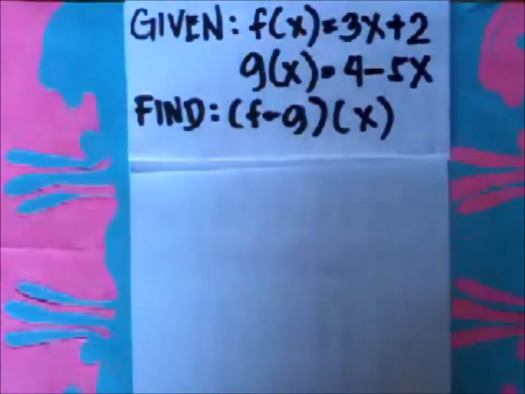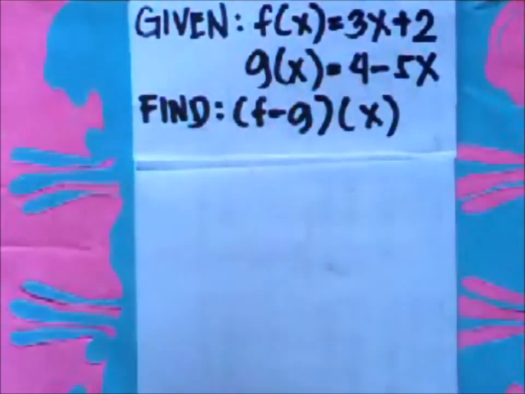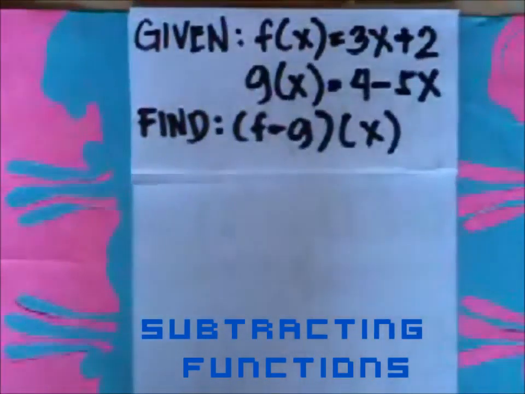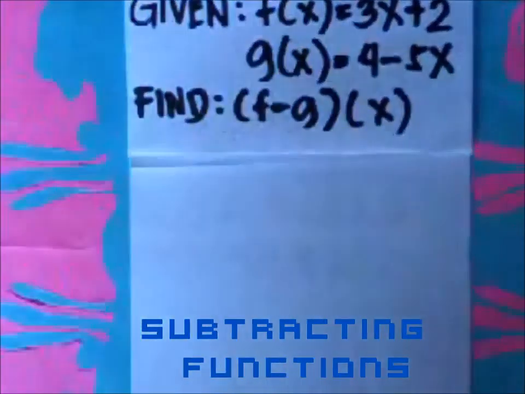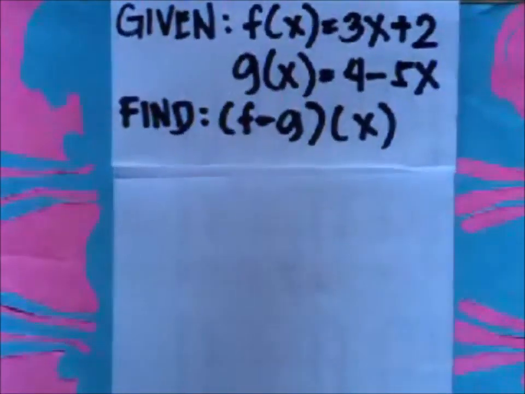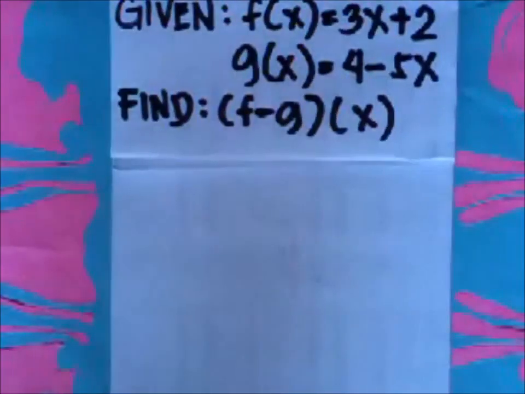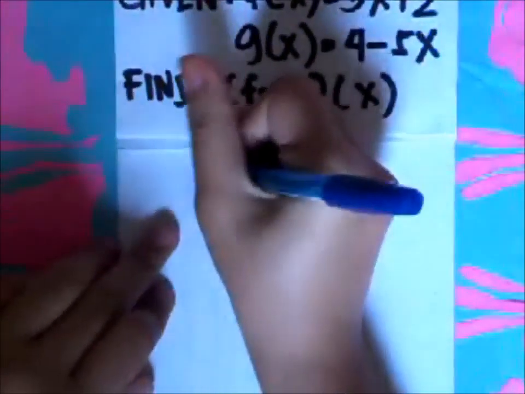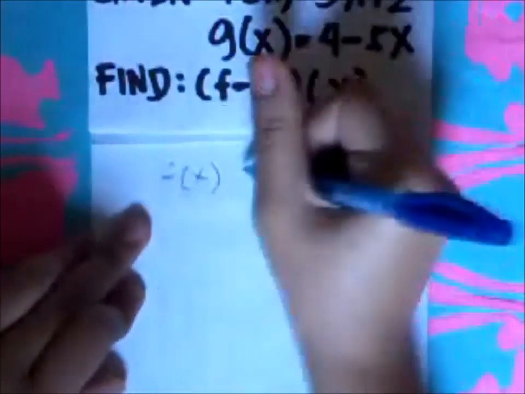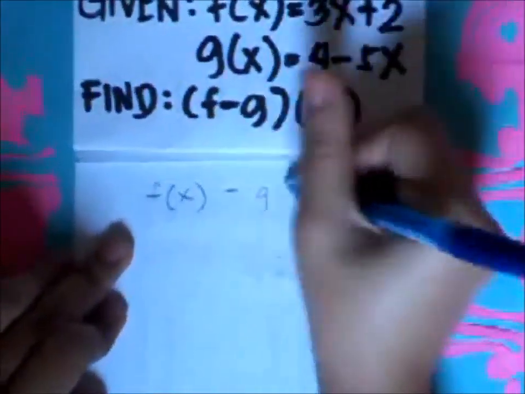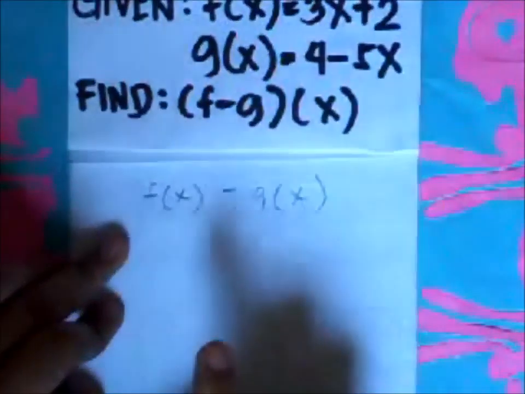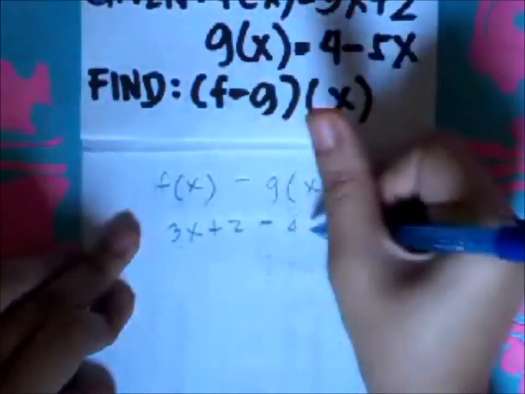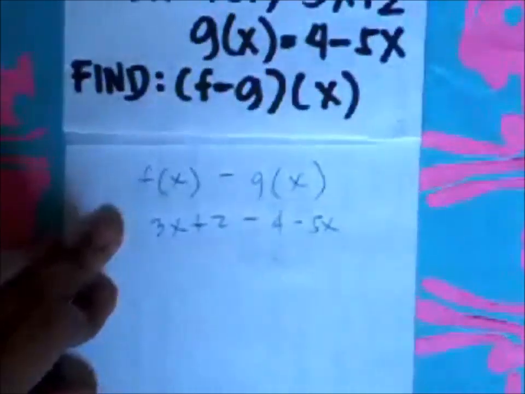Adding and subtracting functions are just similar. This is an example of subtracting functions. Given that f of x is equal to 3x plus 2 and g of x is equal to 4 minus 5x, find the value of f minus g of x. So first thing that we would do is to write the equation. F of x minus g of x. F of x is 3x plus 2 minus 4 minus 5x.